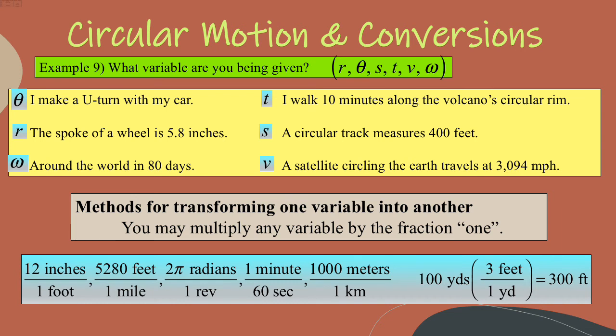So, if we would like to change 100 yards into feet, we will multiply it by 1. And in this case, our 1 is 3 feet over 1 yard, because we want the yards to cancel. And when they do, we are left with 300 feet.